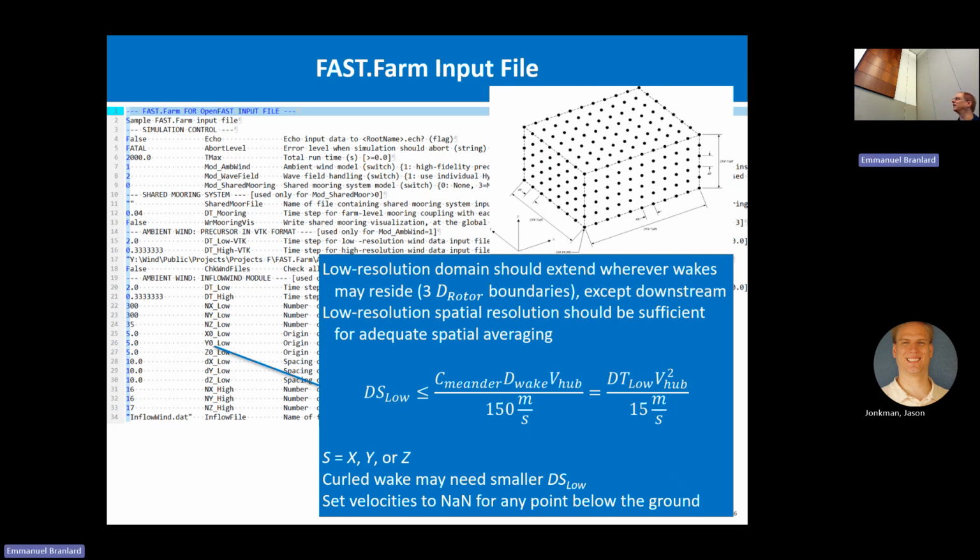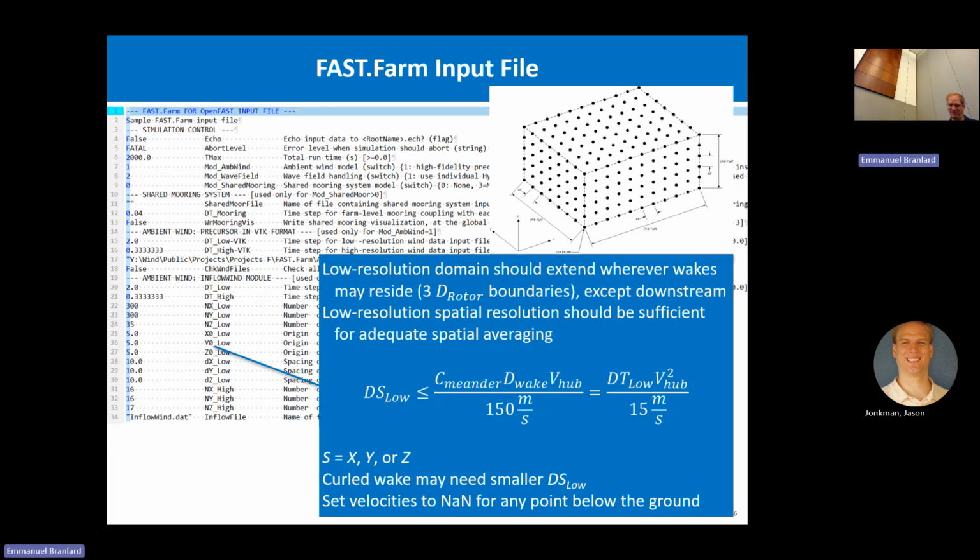One is, again, this scales with the diameter, which makes sense. It also scales with the wind speed, and V hub is in the top. So as you go to higher wind speeds, your time step is dropping, but your spatial resolution is getting bigger. So overall, it tends to be very similar memory requirements for both.